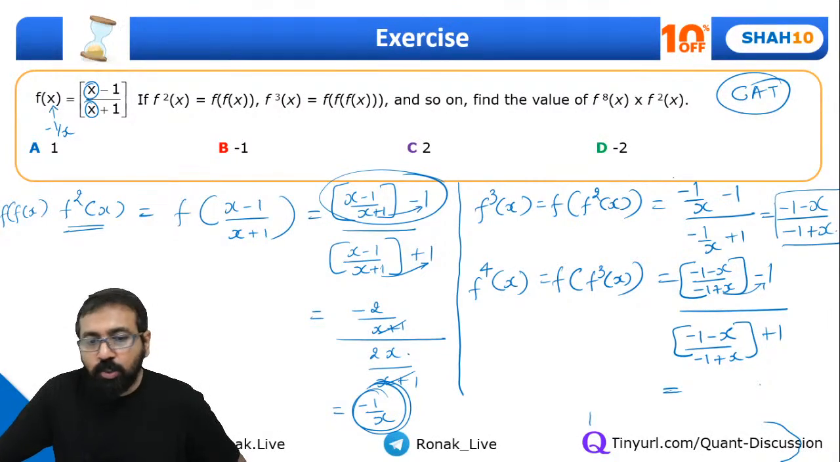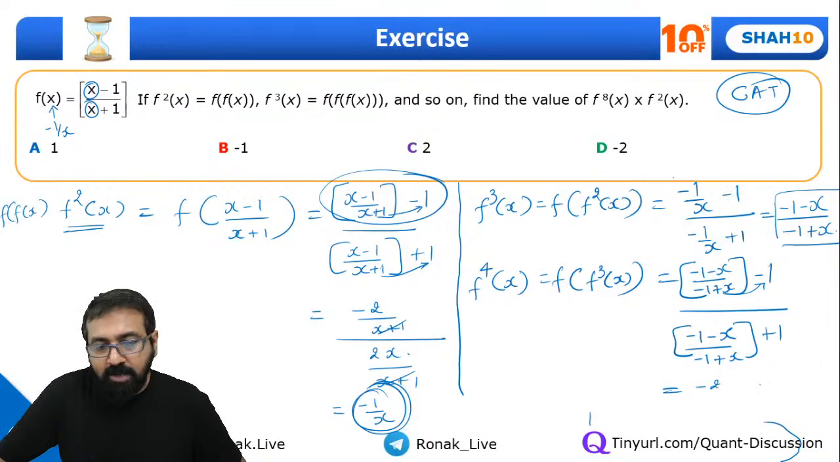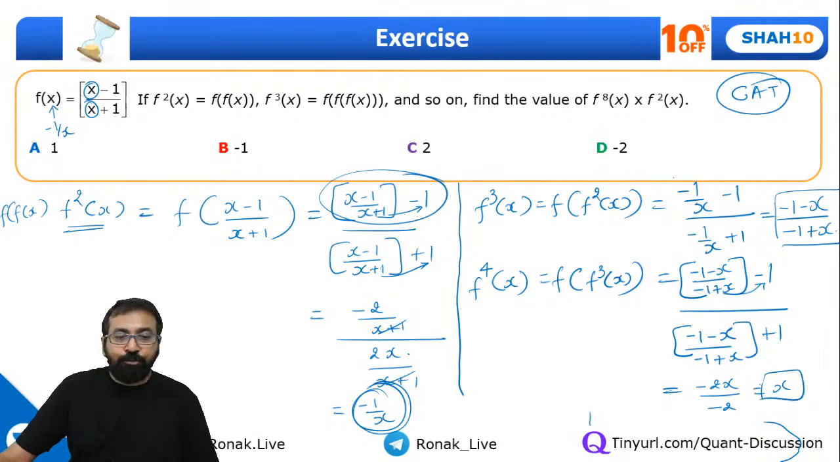So when you multiply this one over here, it will become positive and minus 1 will get cancelled off. So you will be left with minus 2x upon, this will come out to be minus 2. So that means you will get x back. f4(x) came out to be x.